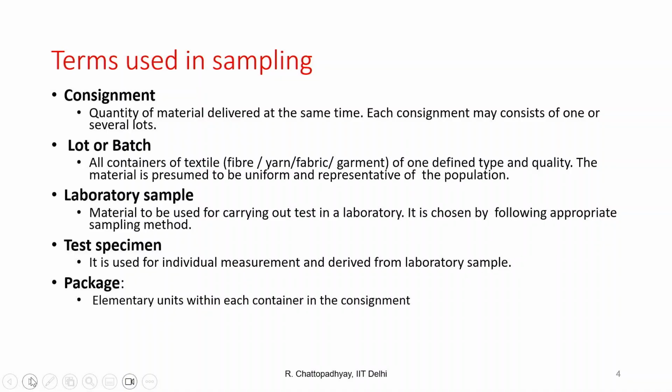The package of yarn. In a consignment, there is a container or boxes made of cardboard, and each box contains a lot of bobbins. So they will be considered as package. It could be cheese, it could be cone, and they will be considered as package. It could be garment items also. So each individual item, or you can say elementary units within the container, will be considered as package.